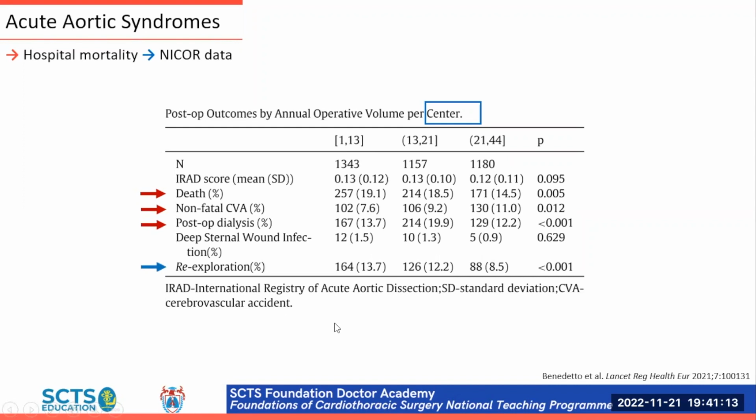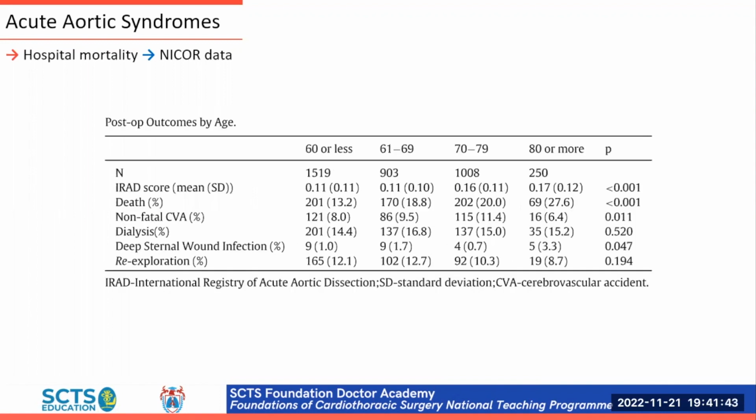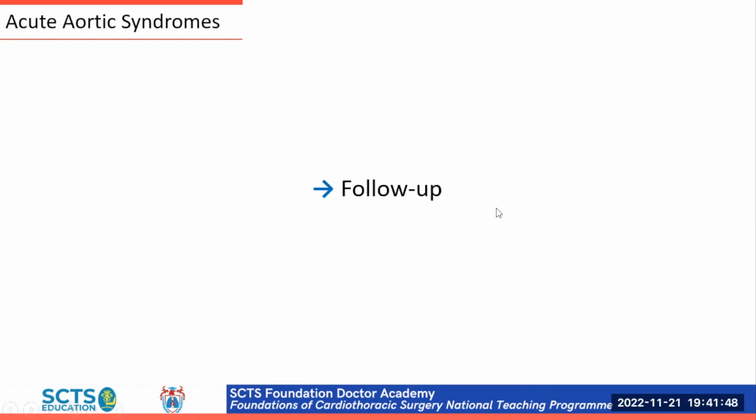If you analyze the same data, this time for surgeon volume, you see on the top surgeons performing 1-3 dissections on a yearly basis, 3-5, and more than 5. You see again that there is a big difference in mortality, 13% against 20%. No difference for the other outcomes. Well, because these outcomes in terms of stroke and postoperative dialysis are more related to the experience of the center and the intensive care unit in dealing with complex patients. And of course, the younger the patient, the better the outcome.